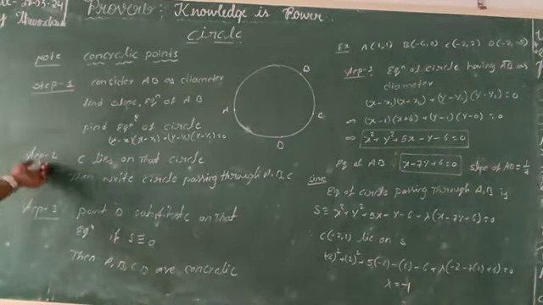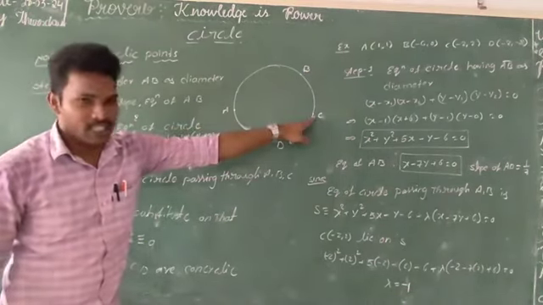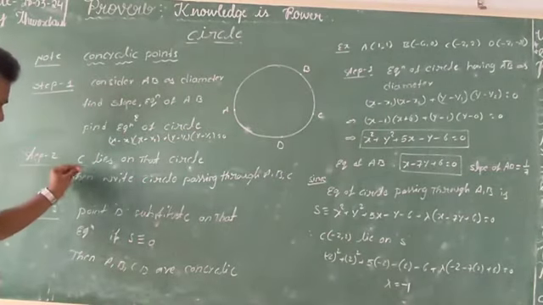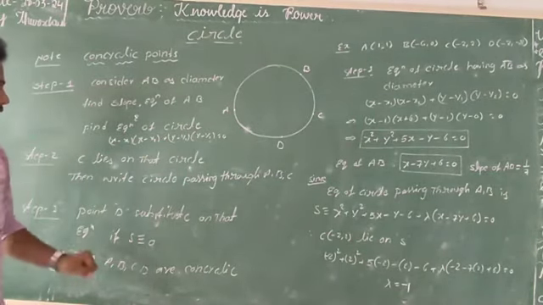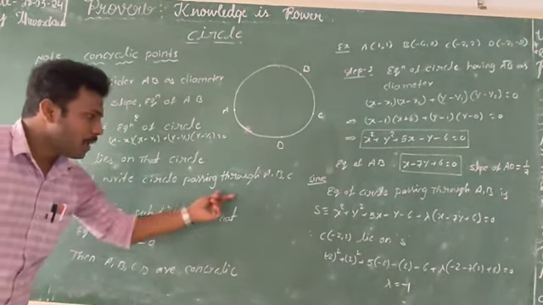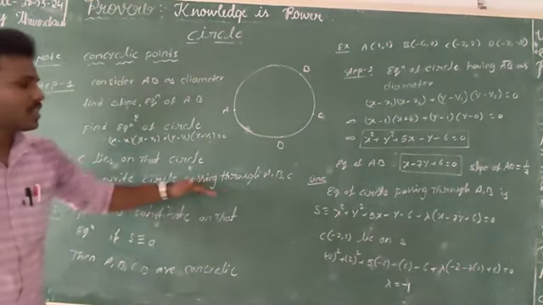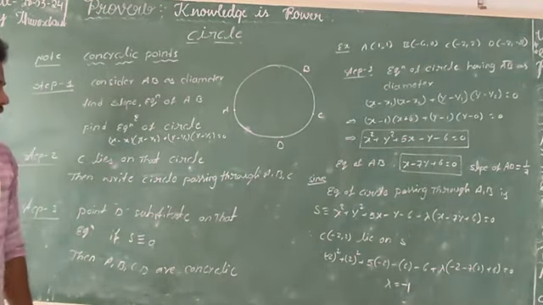After that, in step 2, C is also a point on the circle. We know that. C is also a point on the circle. Now we write the circle equation passing through A, B, C. Then we need to find the circle equation passing through A, B, C.